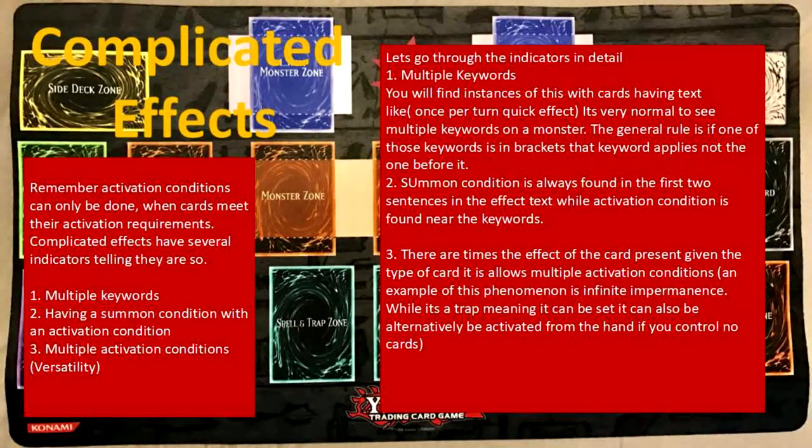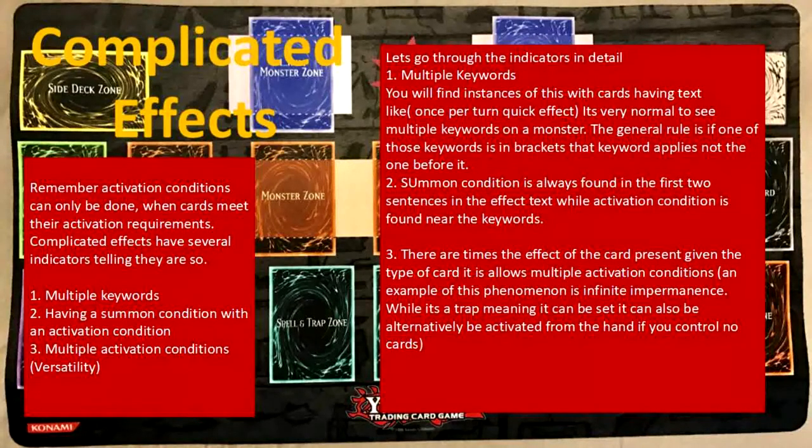Complicated effects. Remember, activation conditions can only be done when cards meet their activation requirements. Complicated effects have several indicators telling they're so. 1. Multiple keywords. 2. Having a summon condition with an activation condition. 3. Multiple activation conditions, versatility. Let's go through the indicators in detail. 1. Multiple keywords. You will find instances of this with cards having text like once per turn, quick effect. It's very normal to see multiple keywords on a monster. The general rule is if one of those keywords is in brackets, that keyword applies, not the one before it.